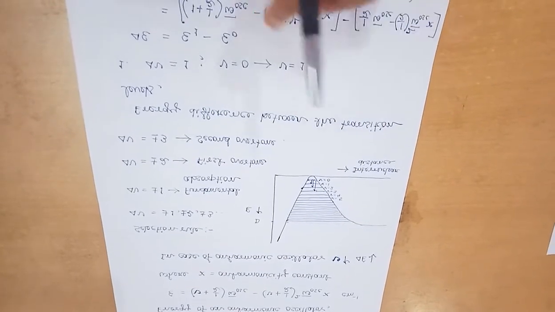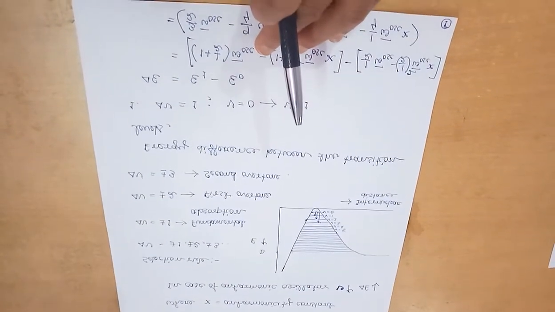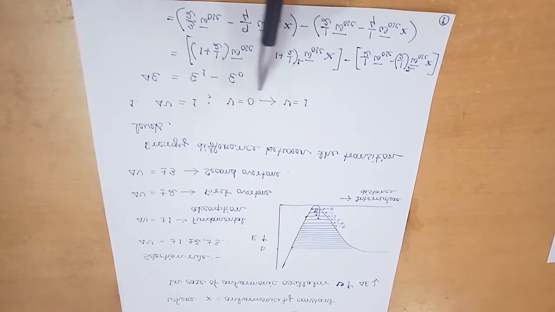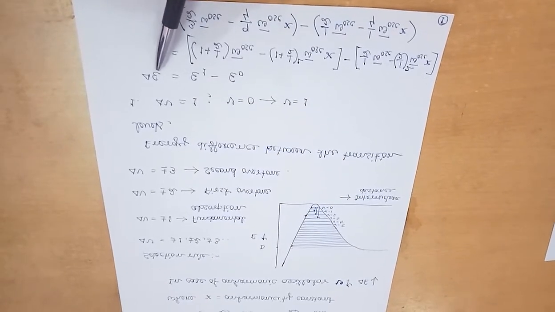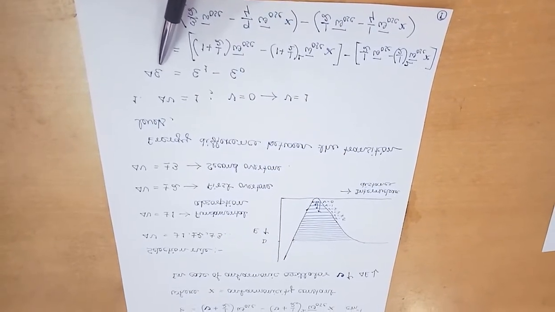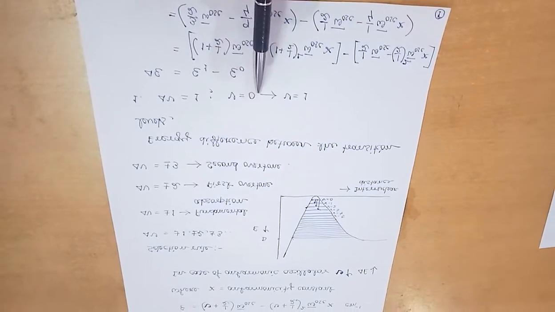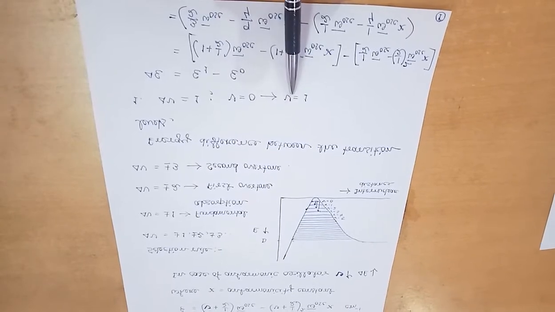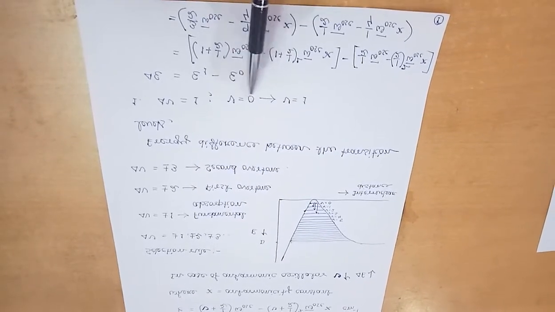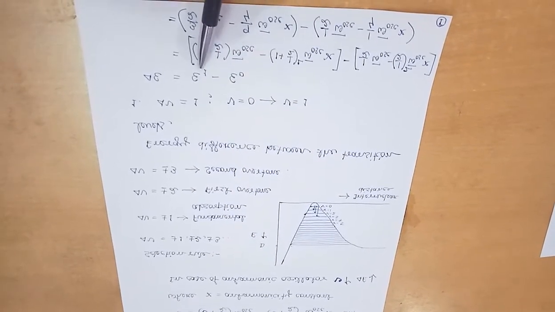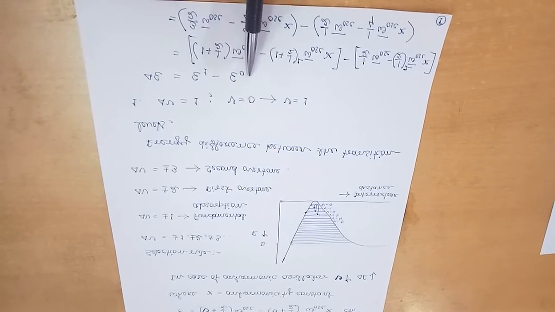So suppose in case of fundamental absorption, what will be the energy difference? For energy difference, we have to find out delta E equal to epsilon. Suppose we are taking the transition from 0 to 1. So subtract the lower level from the higher level: epsilon 1 minus epsilon 0.